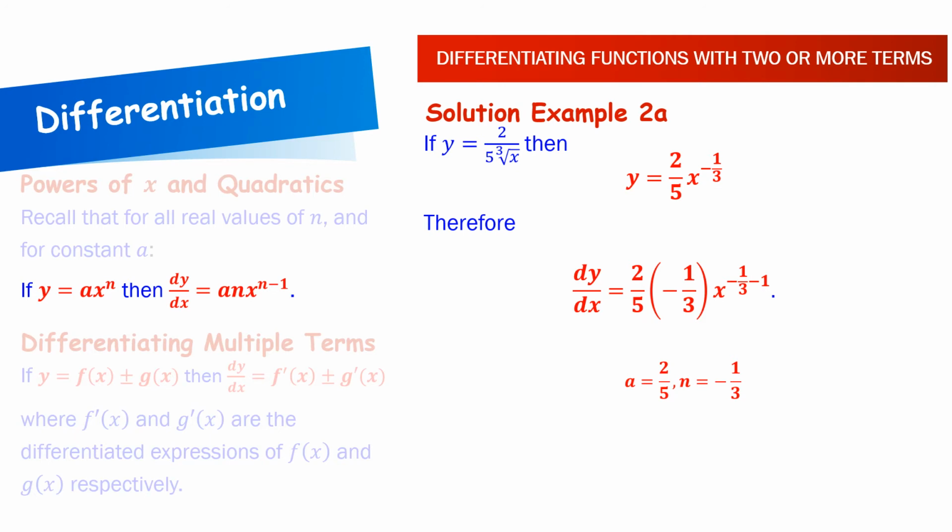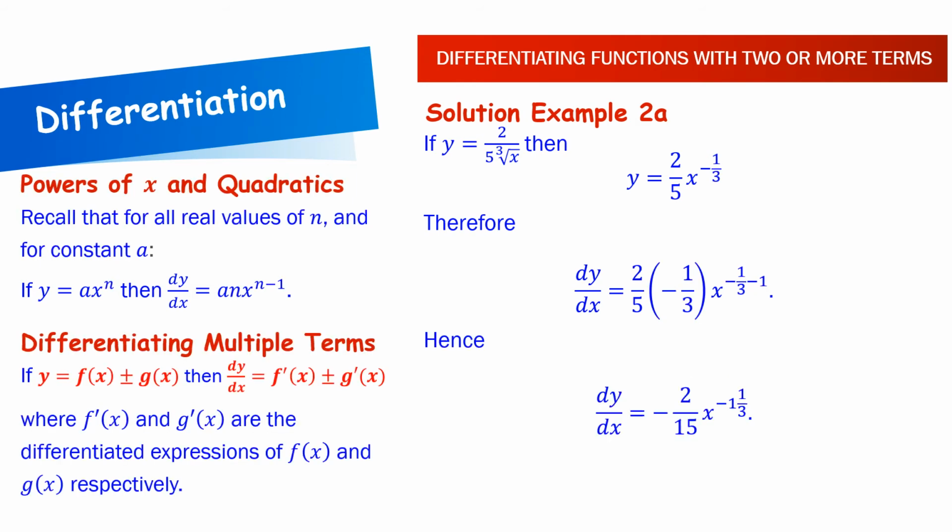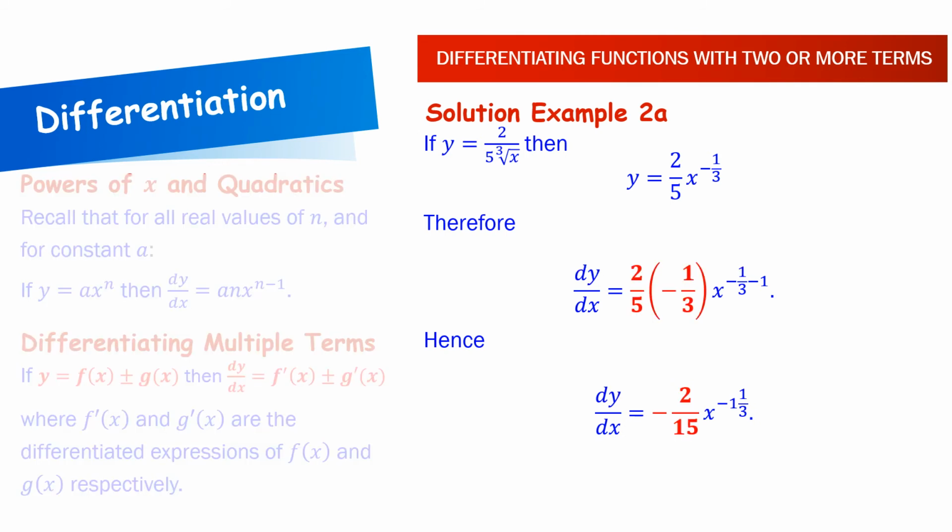When we differentiate, we plug in a equals 2/5 and n equals minus 1/3 to give us the expression for dy/dx as shown on your screen. Here's where the 2/5 came from. This is a. And here's where the n came from. Notice that we've plugged this into dy/dx as shown from the formula. And then tidying up gives us minus 2 over 15 multiplied by x to the minus 1 and a third.